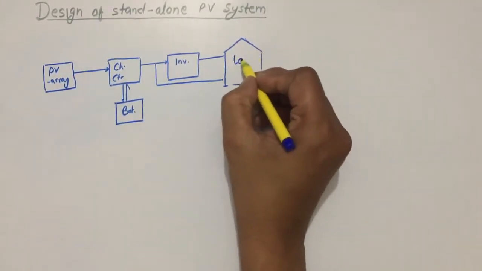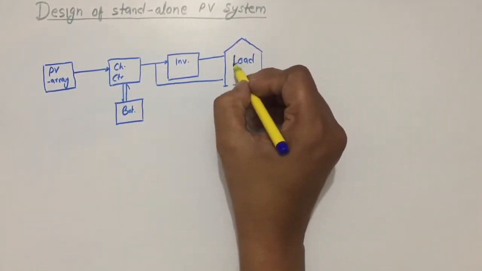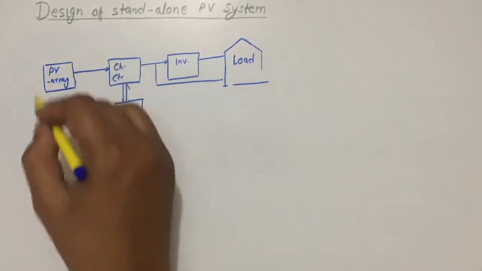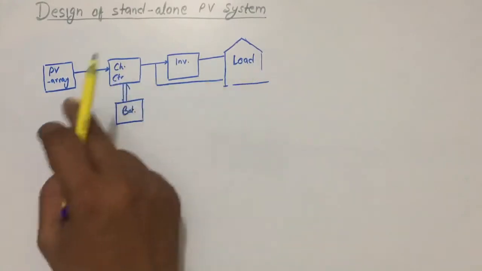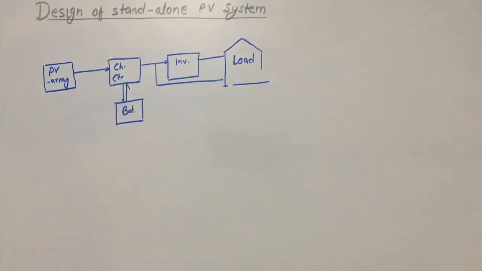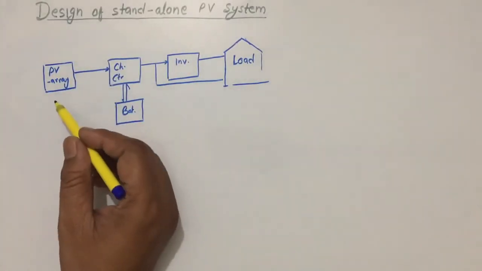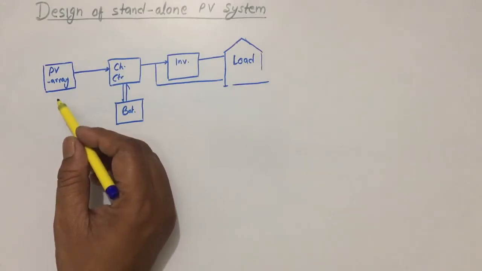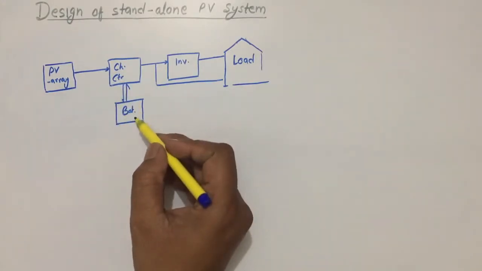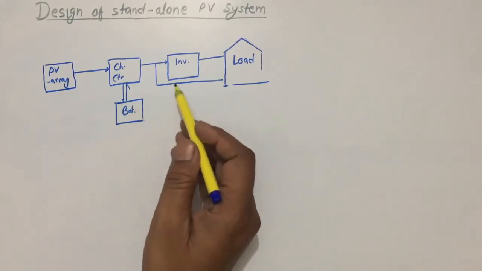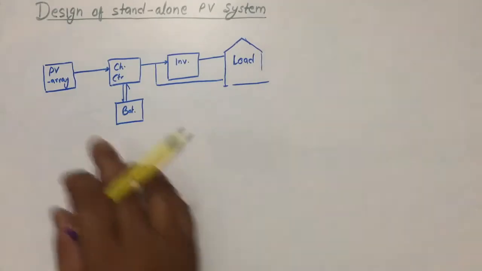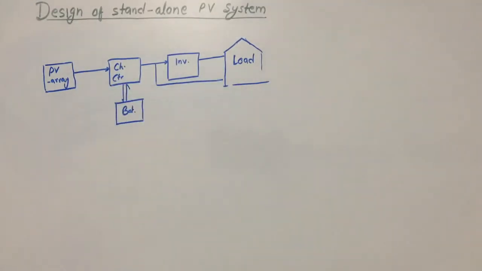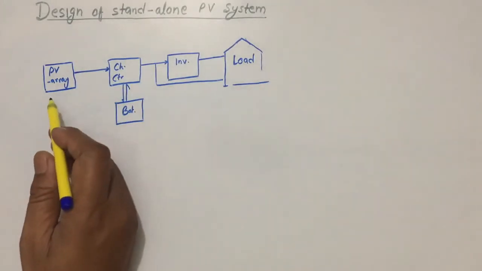So this is the required load to connect to the PV system, and for this particular load we have to design the components: how many panel boards are required, how much battery and connections are required, and what will be the rating of the inverter. We will go one by one for all. So let us start from the PV array.